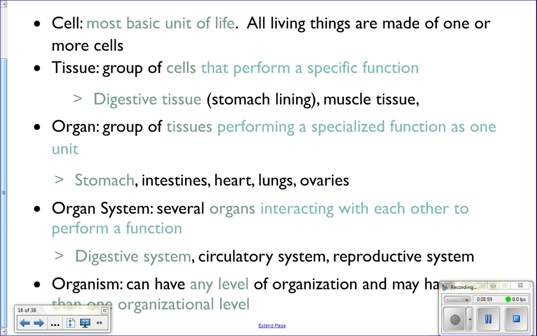And an organism can actually have any level of organization and may have more than one organizational level. So for example, we're going to talk about sponges, and sponges actually have a cellular level of organization, meaning they're made up of many cells, but they just have different types of cells. They don't actually have tissues. And then we'll talk about cnidarians, which have a tissue level, so they have different kinds of tissues, but no organs. But they also have a cellular level of organization as well. So an organism can have one or all of these levels of organization.